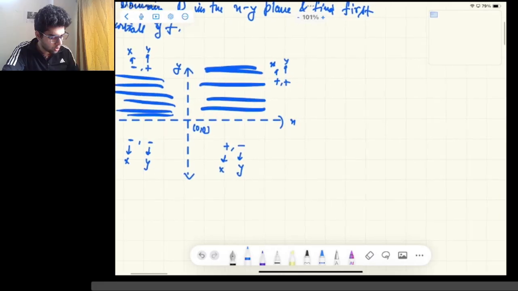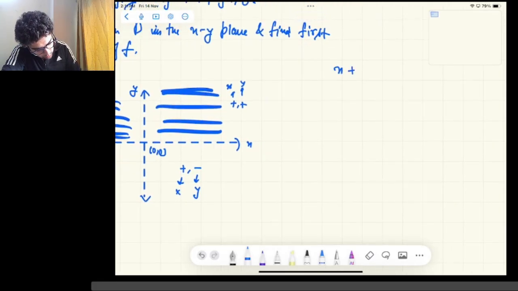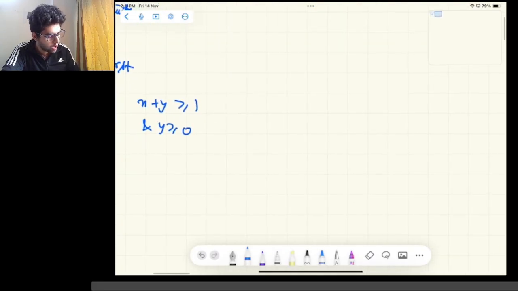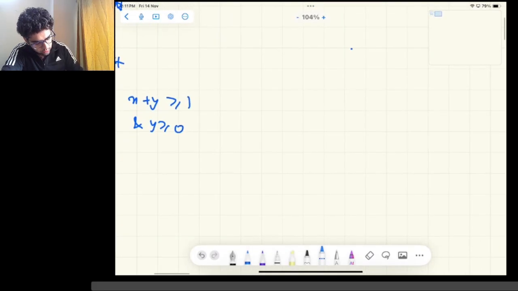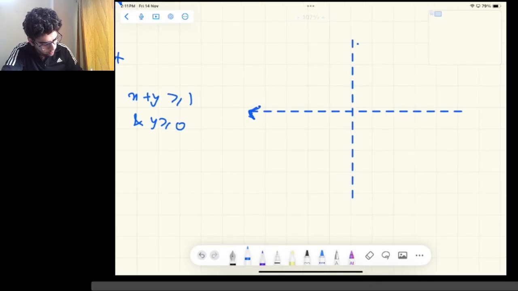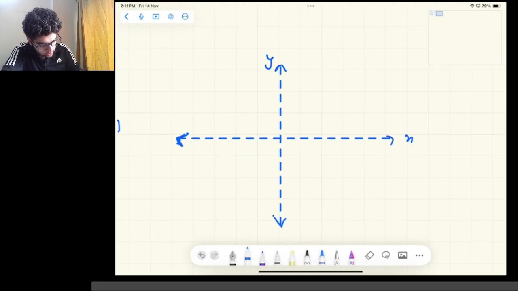Now we have to draw x plus y greater than or equal to 1 and y greater than or equal to 0. So basically we'll focus on the first quadrant and the second quadrant. First, second, this is the third one, and this is the fourth one. So we have to focus on this one and this one. Let's draw our graph now and solve part A. So these are my two lines, these are my arrows, this is y and this is x.